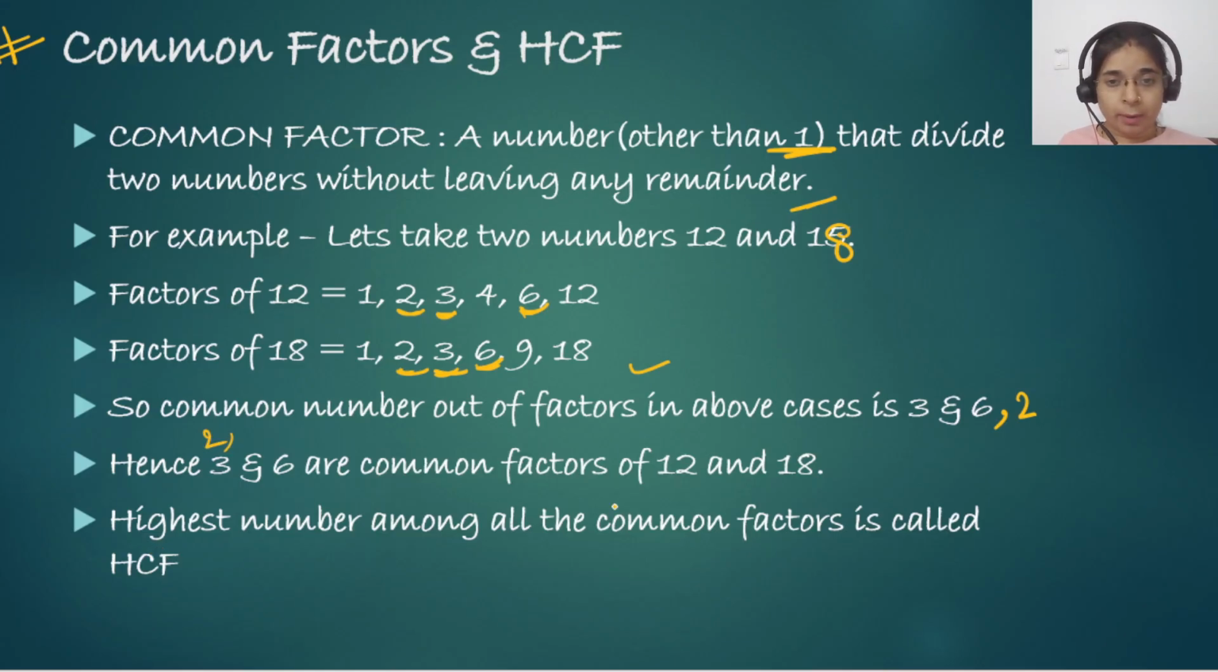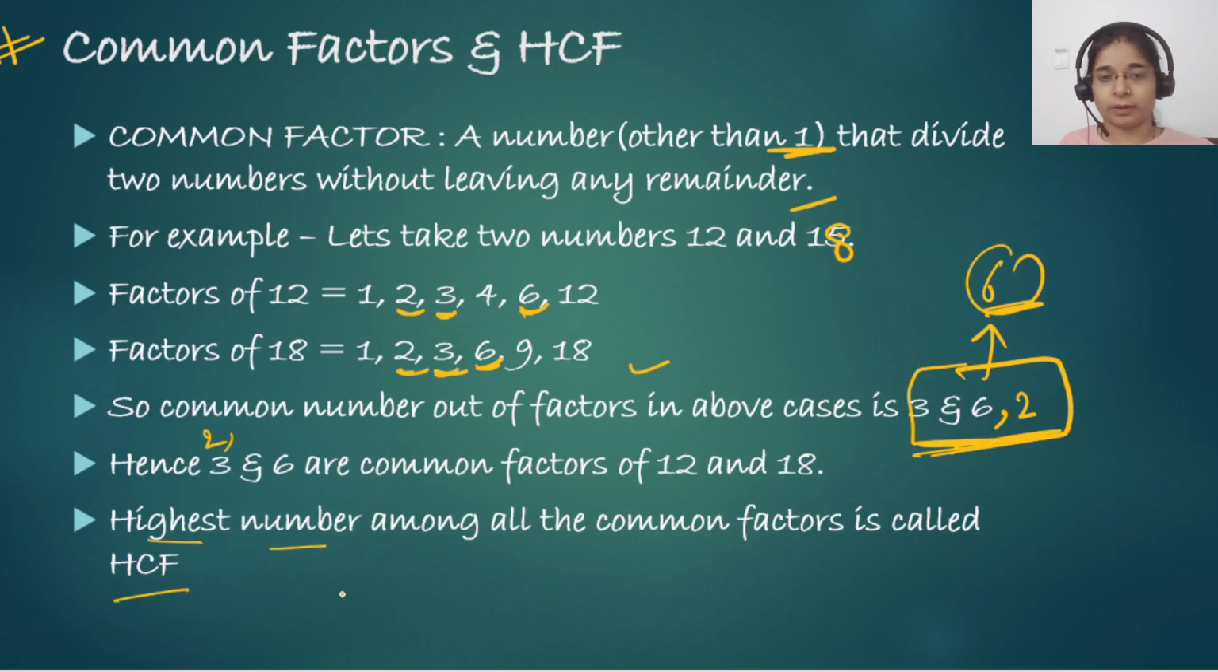But amongst all the common factors of the two numbers that we got, what is the highest? That is 6. So 6 is the highest among all the common factors, and that is nothing but the HCF. What does the name suggest? HCF means highest common factor. The highest number among all the common factors is called the HCF. So the HCF of 12 and 18 here is 6.